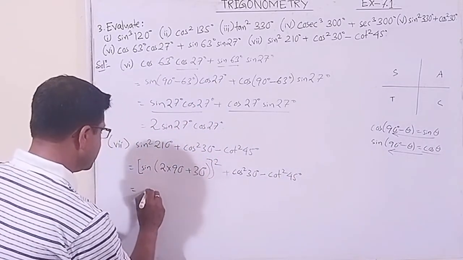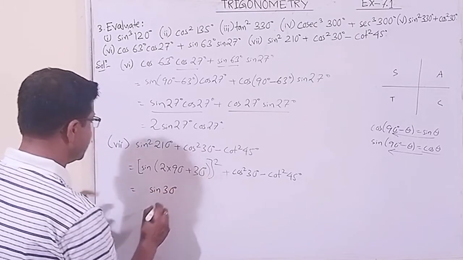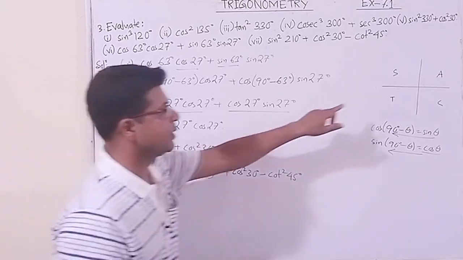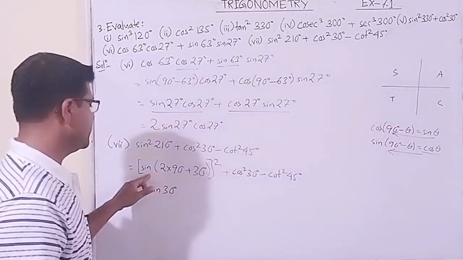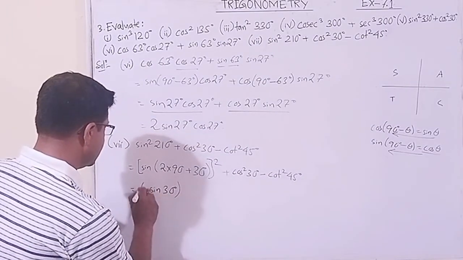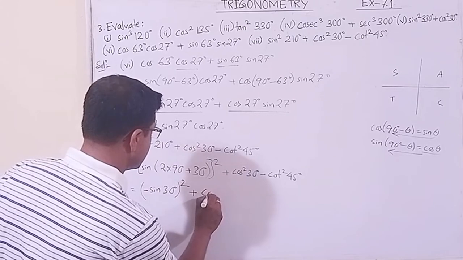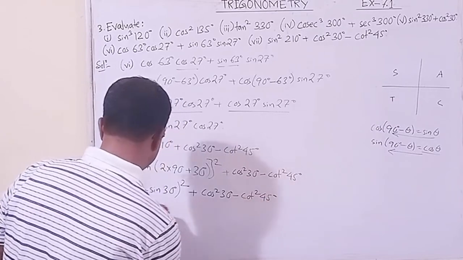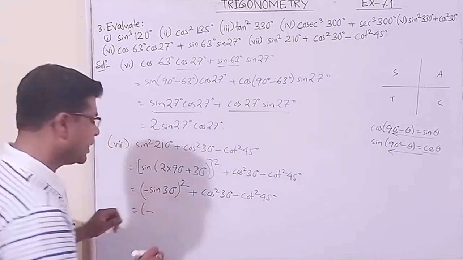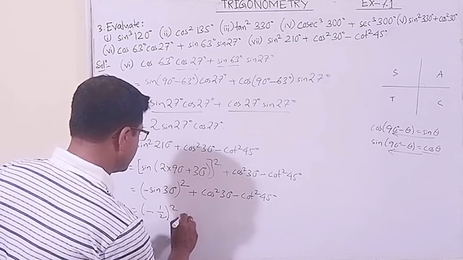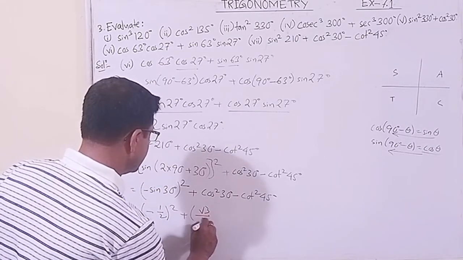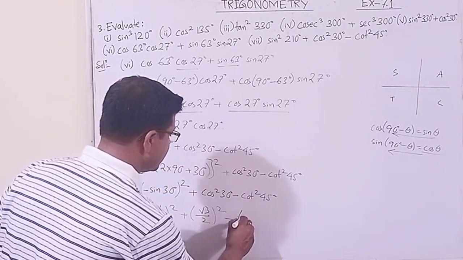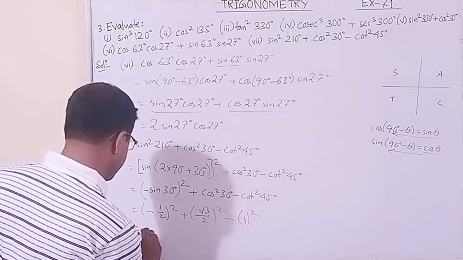This is an even multiple, so sine is going to be sine only, sine of 30 degree. This ratio is in which quadrant? 2 plus 1, 3, third quadrant. In the third quadrant, tan is positive but sine is negative, so minus sine 30 its square plus cos square 30 degree minus cot square 45 degree. Minus sine 30 is how much? Half, its square. Cos 30 is root 3 by 2, its square, minus cot 45. Cot 45 is 1, its square.